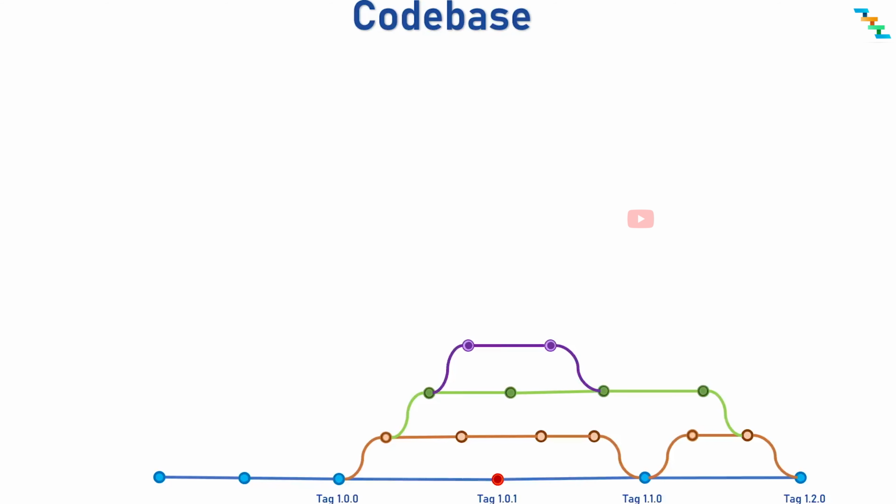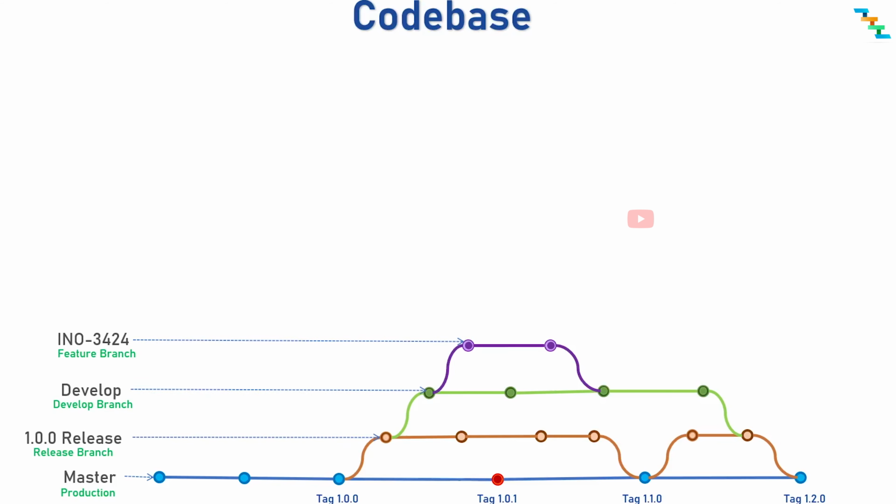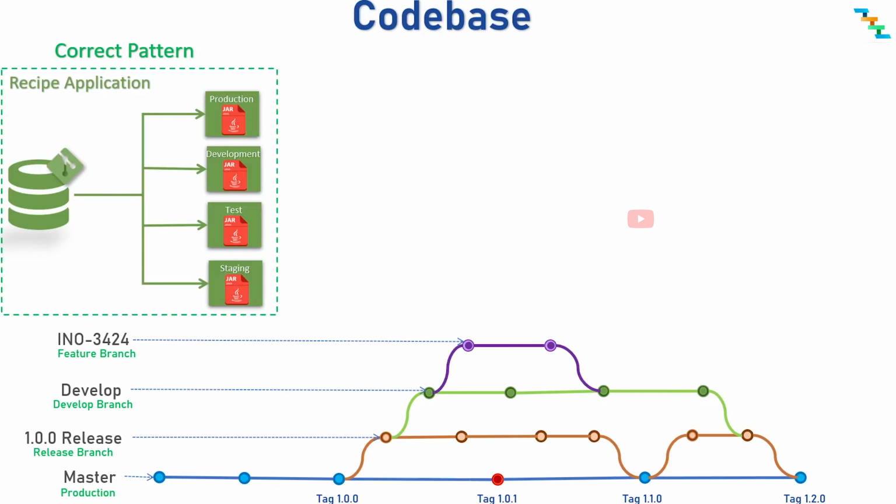A 12-factor app emphasizes having a single codebase for each microservice, but there can be multiple deployments of different versions of the same codebase. For example, a recipe application must only have one codebase, and here the version control tool is Git. The default or main branch in this repository can be used for production deployment, and each release can have a separate branch. There can be a deployment based on this branch for the staging environment, and a development deployment based on the develop branch. So one codebase for an application can have multiple deploys.